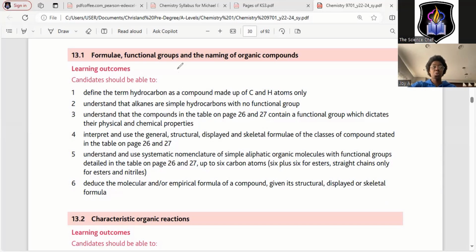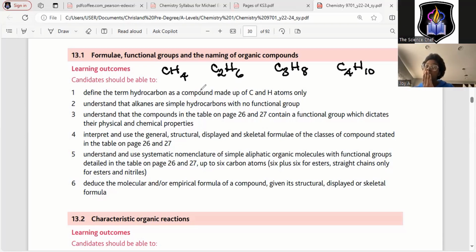Okay. So I was saying CH4, C2H6, C3H8, C4H10. What do you think would be the general formula of these compounds? Let's say you want to get the formula of the 10th compound, what would it be?